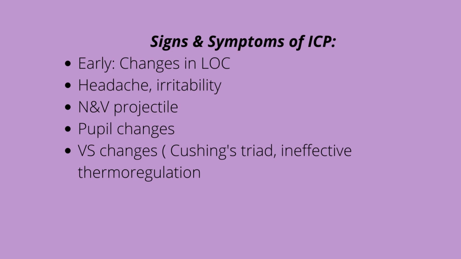The pupils will have changes, and this will include being dilated, unequal, and non-reactive. Remember PERRLA. And also we're going to detect some changes in the patient's vital signs, which will include ineffective thermoregulation, right? So they will not be able to regulate their temperature well, and they could end up with a Cushing triad, which is hypertension with a widening pulse pressure and bradycardia, and irregular breathing with Cheyne-Stokes respirations.